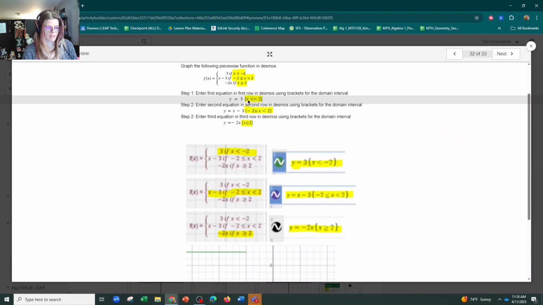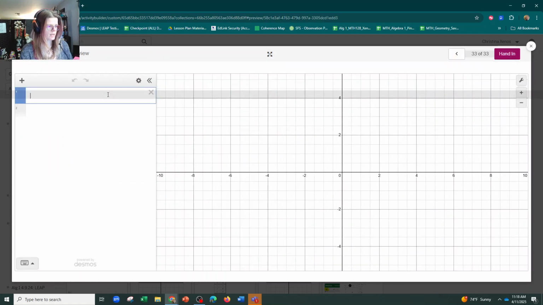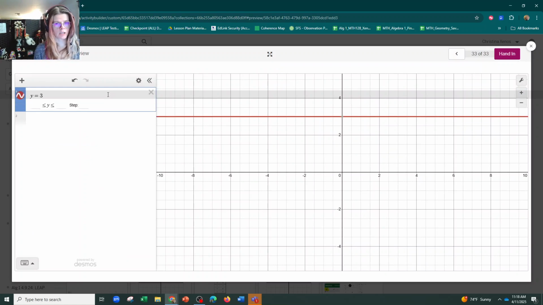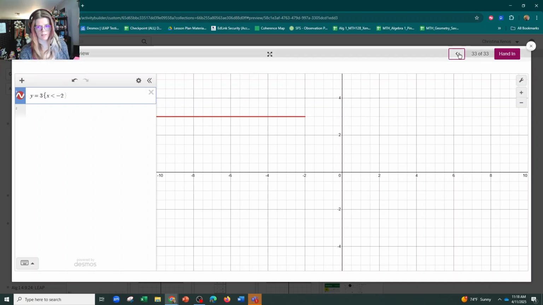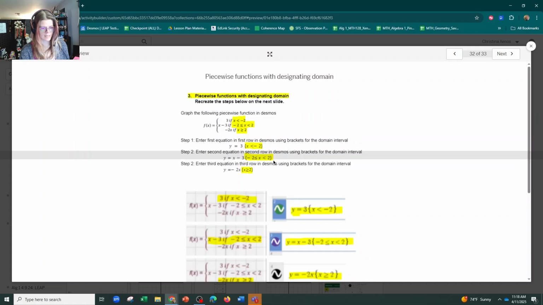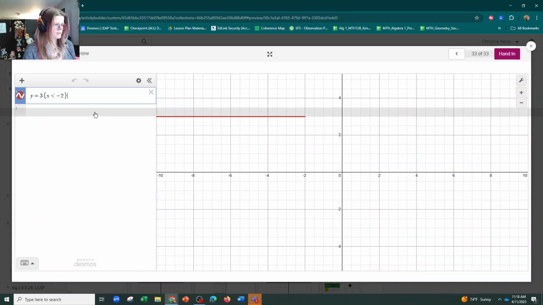Bracket, curly bracket, x is less than negative 2. So we're going to go to the next slide and we'll write y equals 3, curly bracket, x is less than negative 2. And then I'm going to go back and make sure I read that correctly. Yes. Double check it looks the same. And then there's our first.